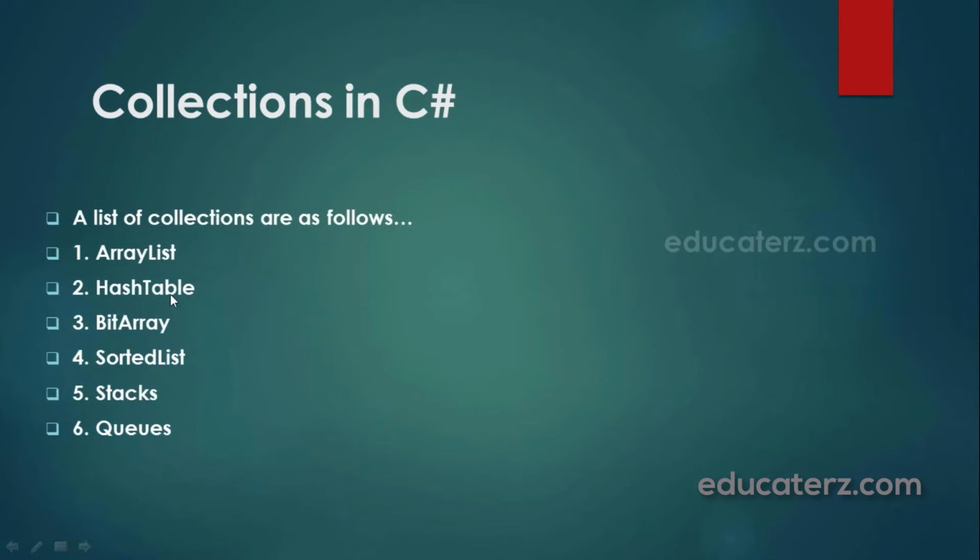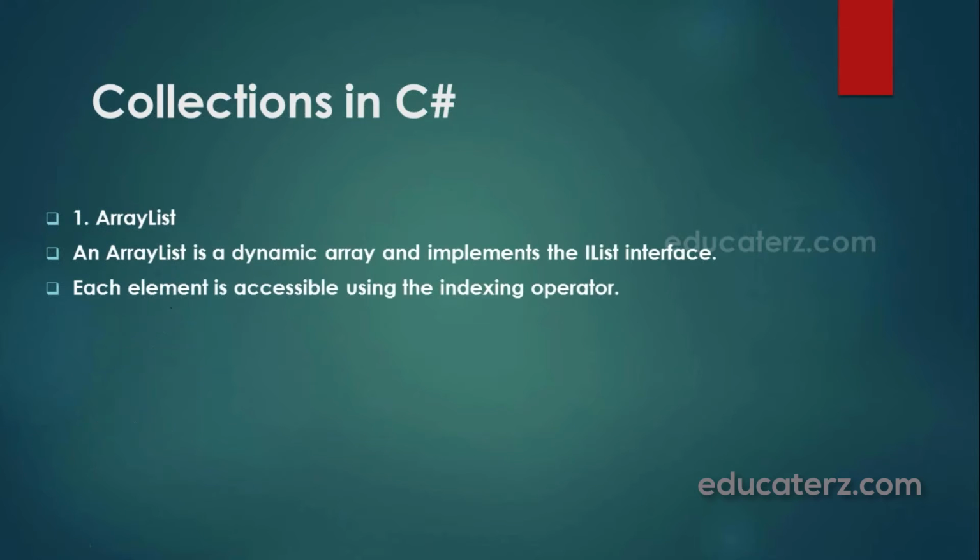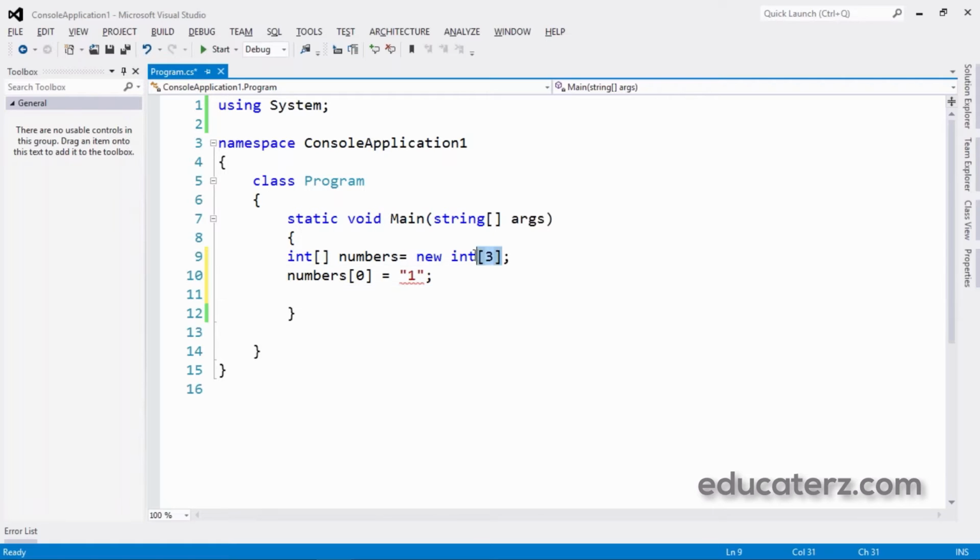Let us see first what an array list is. An array list is a dynamic array and implements the IList interface. Each element is accessible using the index operator, while the traditional array has a fixed number of elements. In the case of an array list, elements can be added or removed at runtime. In arrays we have a fixed size, but in an array list, we can add or remove items at runtime.